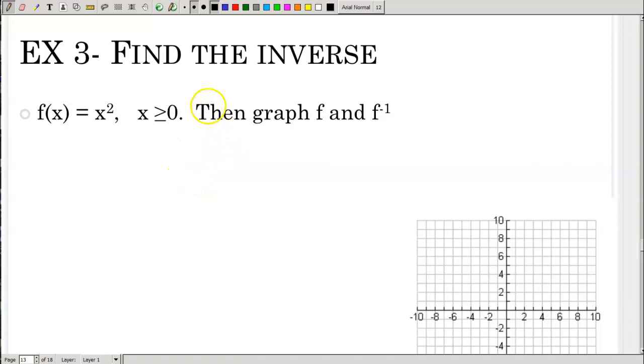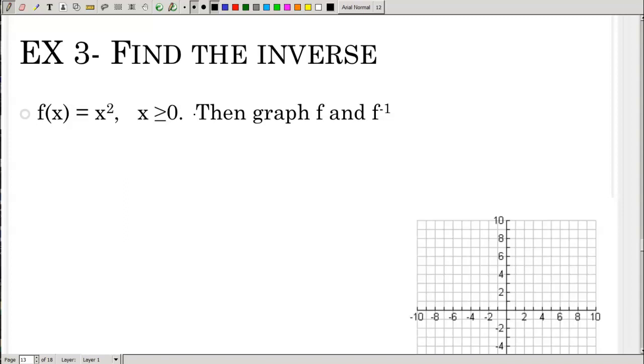All right, example 3. We are going to continue to find the inverse, but also look at what the graphs of these things would look like and look at the relationship between the graphs of a function and its inverse. So example 3 says we have f of x equals x squared, and it says to find the inverse. Find the inverse of f of x. There's two parts to this. And then we're going to graph both of these.